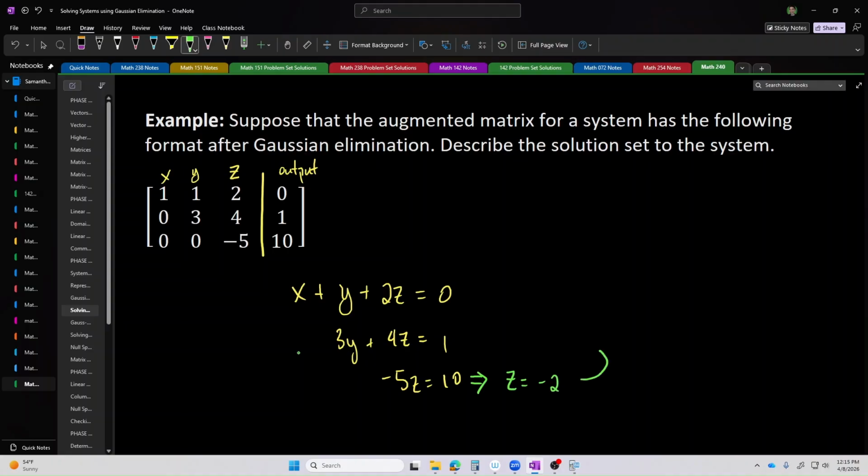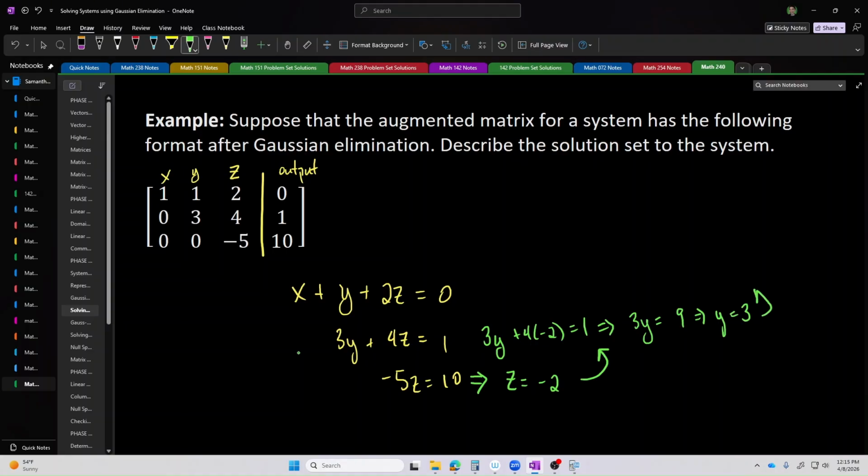And then we just have to back substitute into the next equation to find the variable y. 3y minus 4 times negative 2 is equal to 1. So that implies that 3y is equal to 9, if I've got that right. So y is equal to 3.